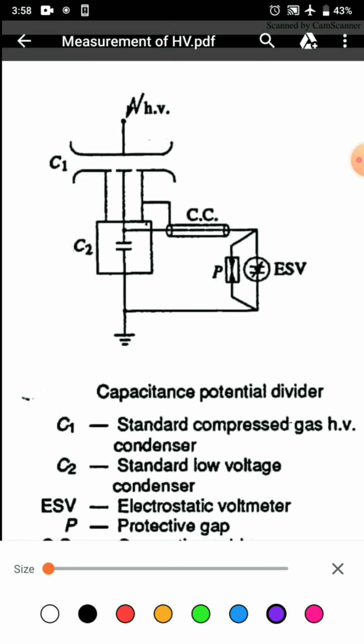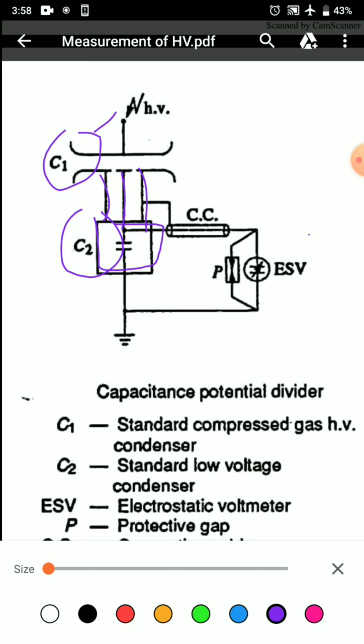Here it has two capacitors, C1 and C2. C1 is a standard compressed air or gas condenser with three terminals, connected to a large capacitor C2, which may be mica, paper, or any low loss condenser shielded in a box to avoid stray capacitance.